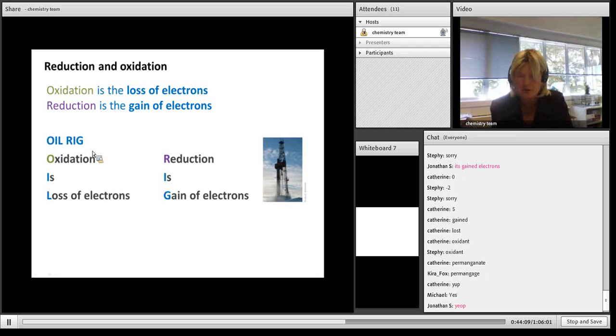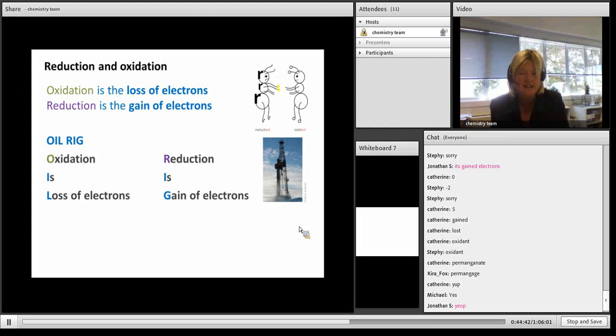Have people come across this OIL RIG mnemonic before? Yep. So oxidation is loss of electrons, OIL. Reduction is gain of electrons. So think of an oil rig. But if you have a look at those 2 things that we looked at, reductant, and now we're looking at reduction, can you see the difference? And this is why students, I think, find it so confusing, because they seem to contradict each other.